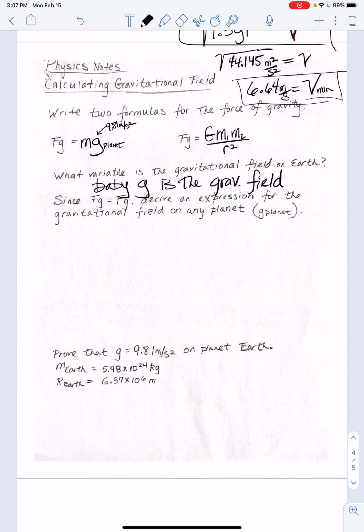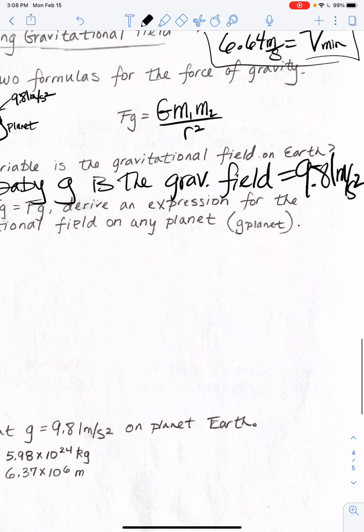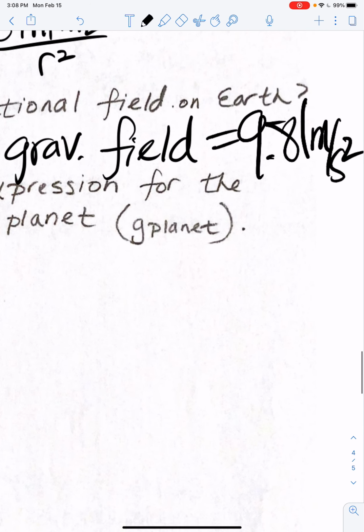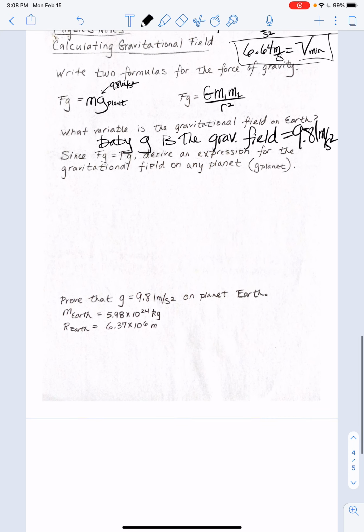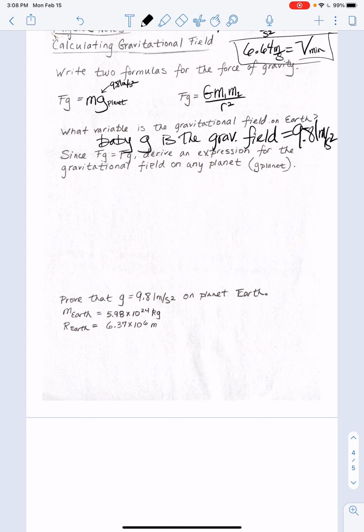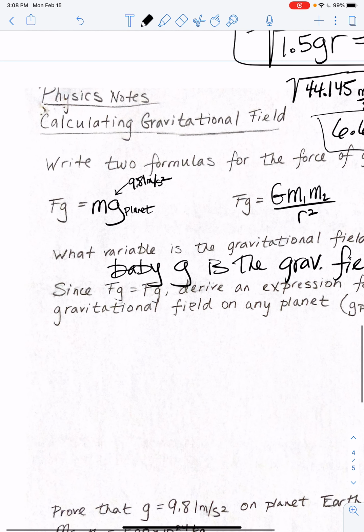All right, and this is 9.81 meters per second squared. I think you can see that, but if not, there you go. Since Fg equals Fg, derive an expression for the gravitational field on any planet. So this gets at the idea that if you were on a different planet, then it would no longer be 9.81. You would have a g of a planet.